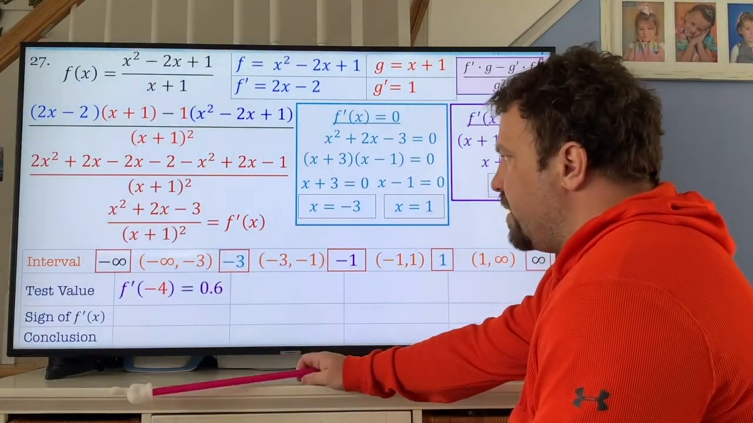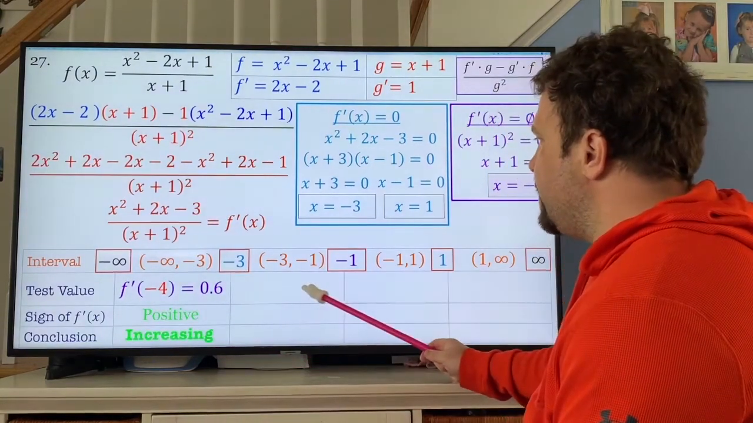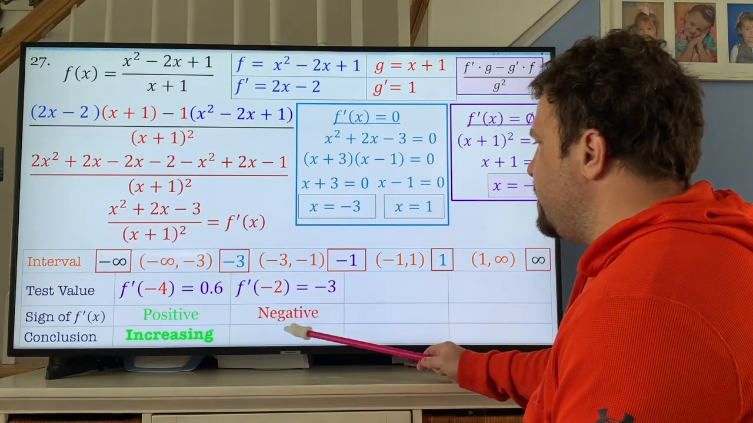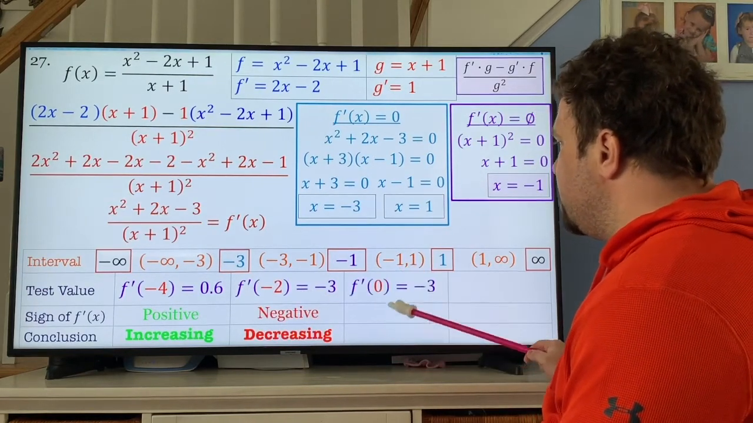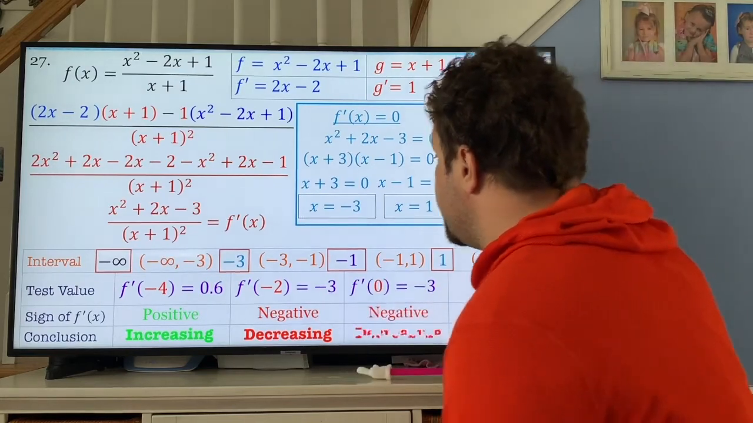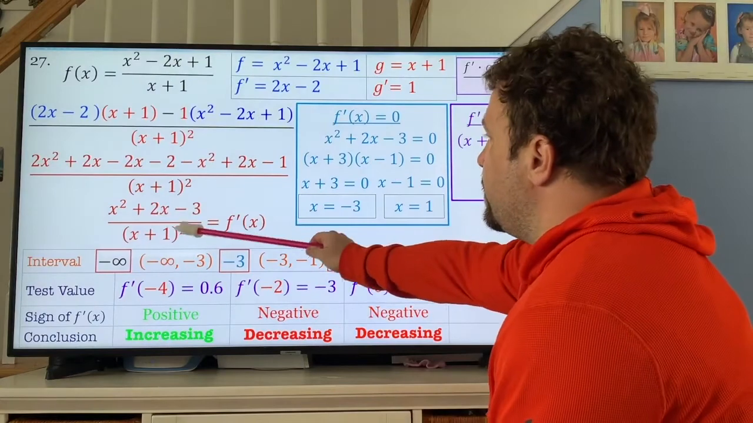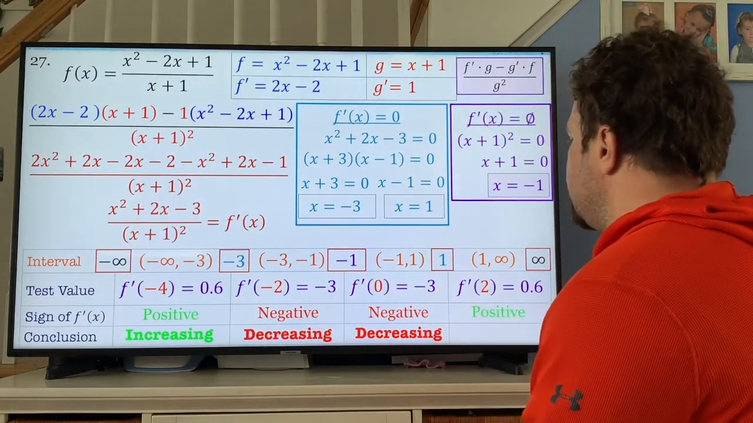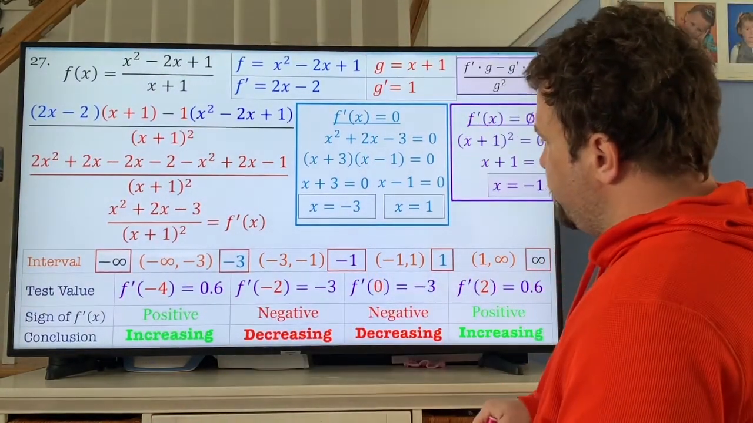Test value negative 4: positive, increasing. Test value here, negative 2: negative and decreasing. Test value here, 0: negative and decreasing once again. Interesting, because you got a negative 3 over 1. Test value 2: 2.6, positive and increasing. So it goes up and down.